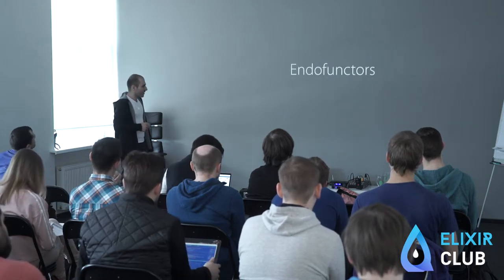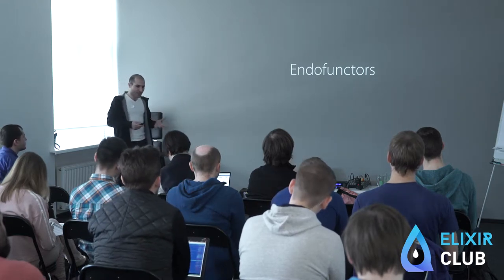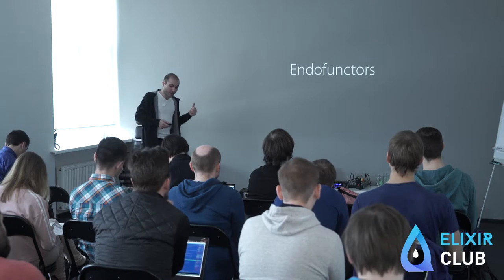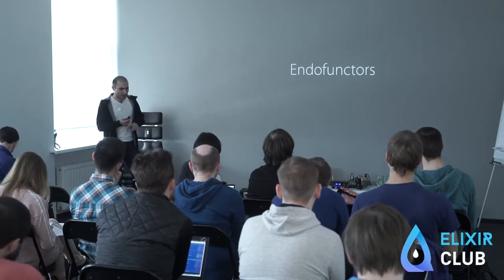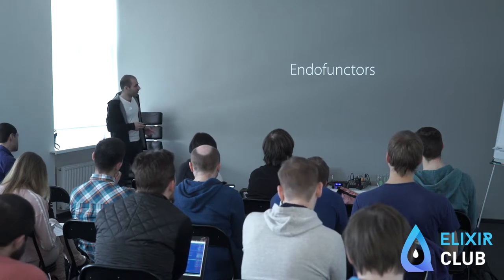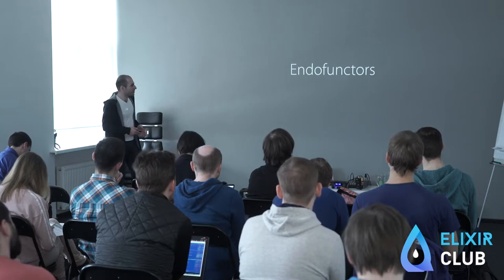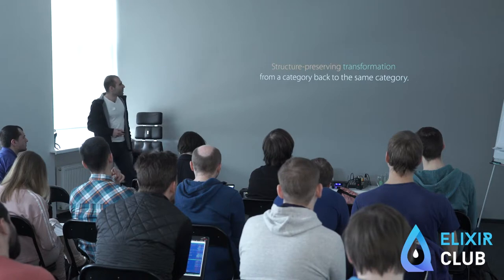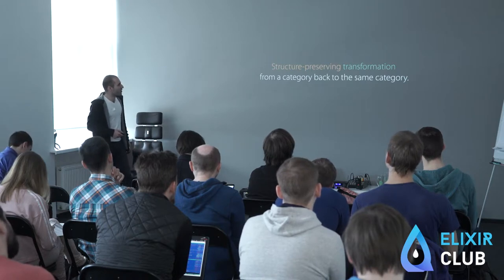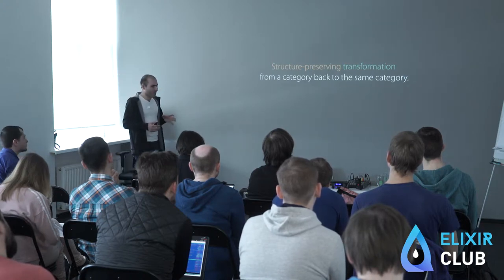Second part. So we have this: monads are just monoids in the category of endofunctors. We know category now, more or less, and we have to understand endofunctors and monoids. So let's go with endofunctors first, and then we'll try to go with monoids. Endofunctors are easy. Well, yes, they're easy. So the endofunctor definition in simple words will be this: a structure presenting a transformation from a category back to the same category.